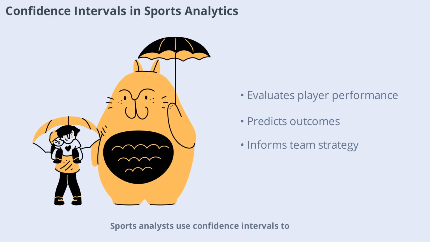Sports analysts use confidence intervals to evaluate player performance and predict outcomes. For example, a player's shooting percentage might be reported with a confidence interval to show how consistent their performance is. This helps teams make better decisions about strategy and player selection.